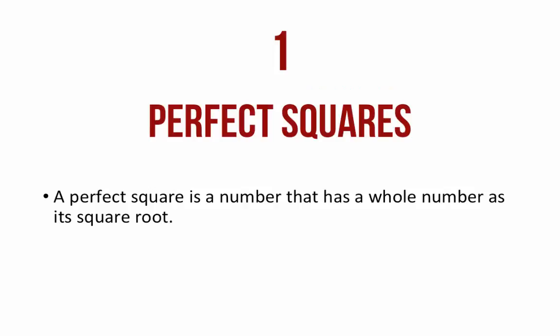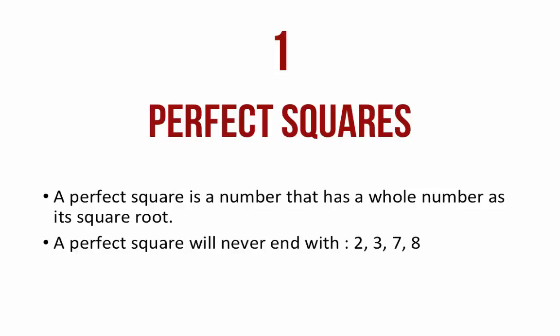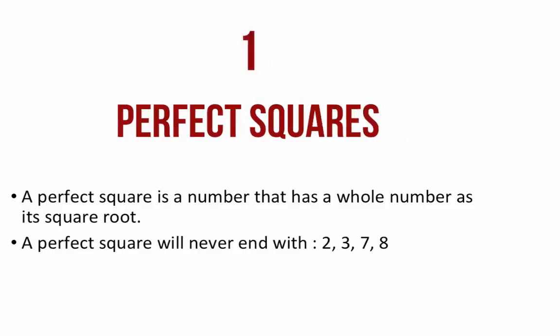Perfect squares. A perfect square is a number that has a whole number as its square root. As we saw in the earlier example, 144 is a perfect square. A perfect square will never end with 2, 3, 7 or 8.